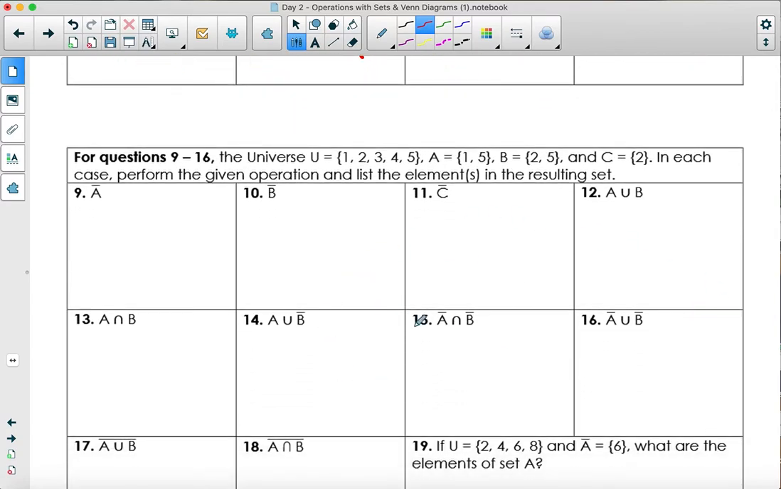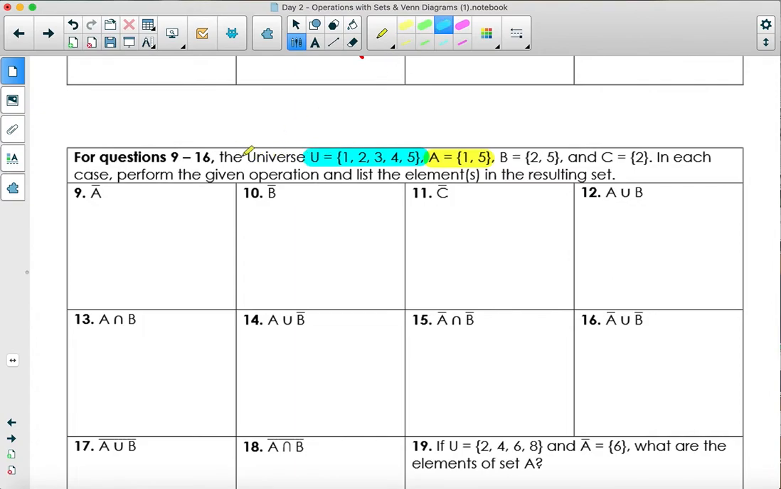This second section of questions is now going to start to throw in the complement. So again, in order for us to answer a complement question, I have to have some larger set and then a smaller set that is considered a subset of that larger set. Since 1 and 5 are both in this larger set, then I can say that A is a subset of this U, which is the universal set.